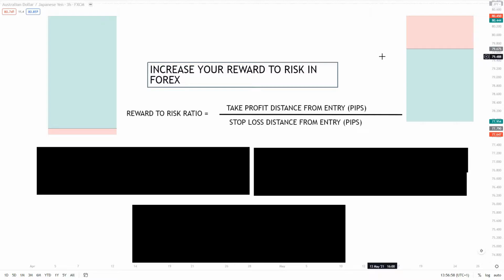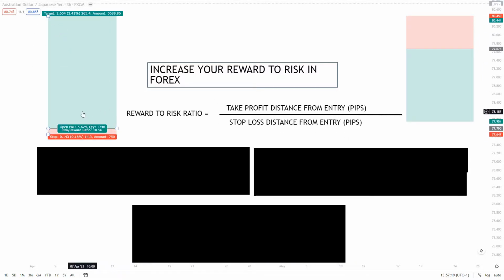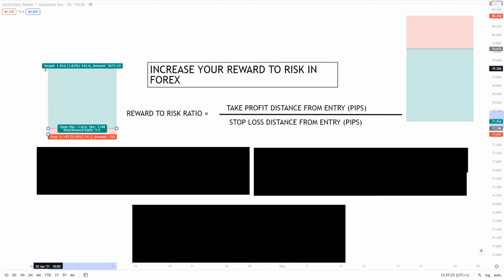So when it comes to reward to risk ratio in Forex, the first thing to understand is how the actual reward to risk ratio is calculated. To determine the reward to risk ratio of a given trade, you simply take the take profit distance from the entry in terms of pips, so this is the green part, and divide that by the stop loss distance from the entry in terms of pips, so here the red part. As we can see here, let's say that the take profit is 150 pips from the entry and the stop loss is 15 pips from the entry, then the reward to risk ratio is 10.